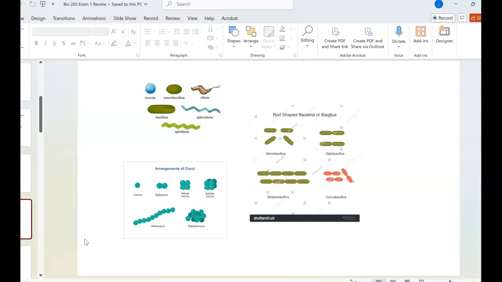One of the things that you're going to have to recognize is that I will show you a picture and you are going to have to tell me the shape, the arrangement, and the gram reaction. So the more practice you have with that, the better.